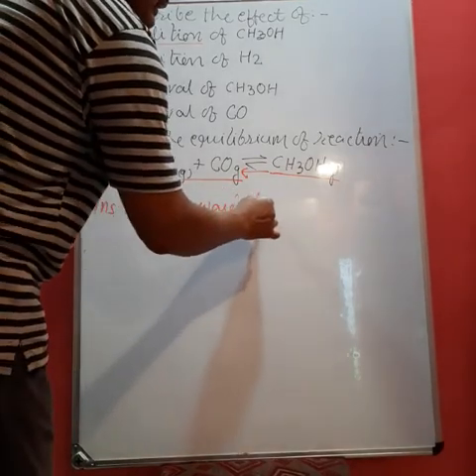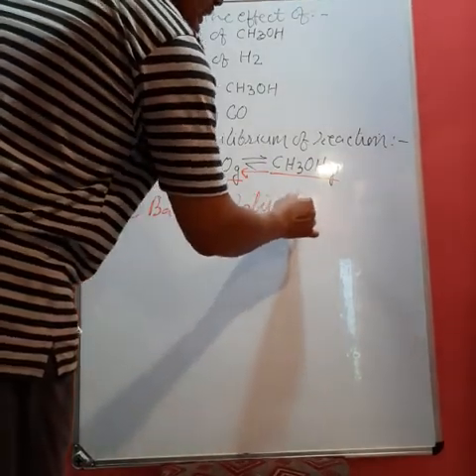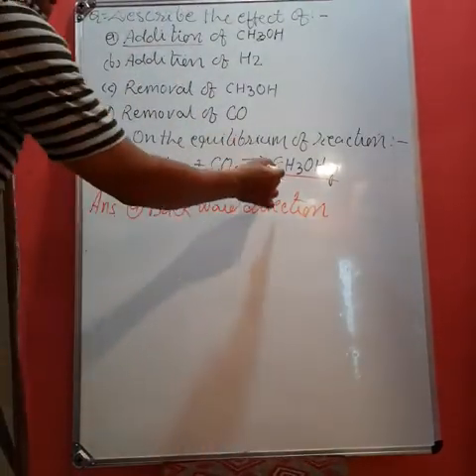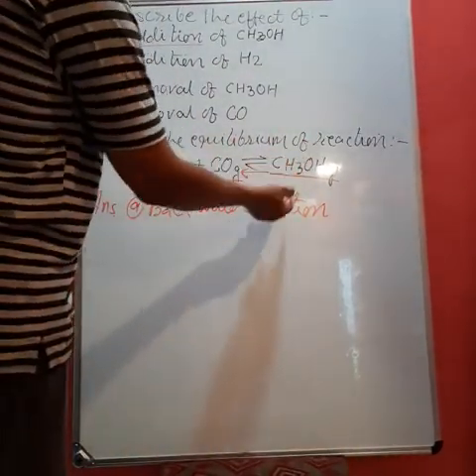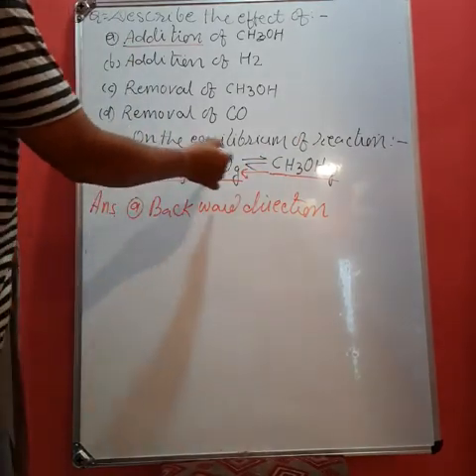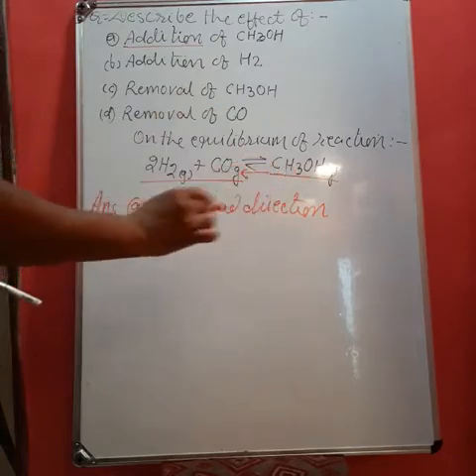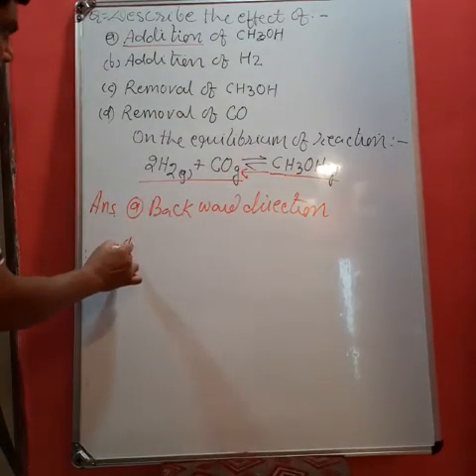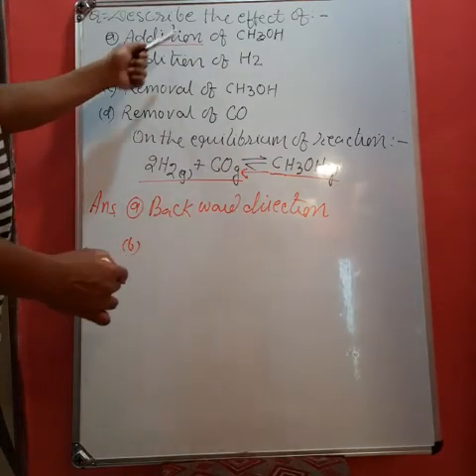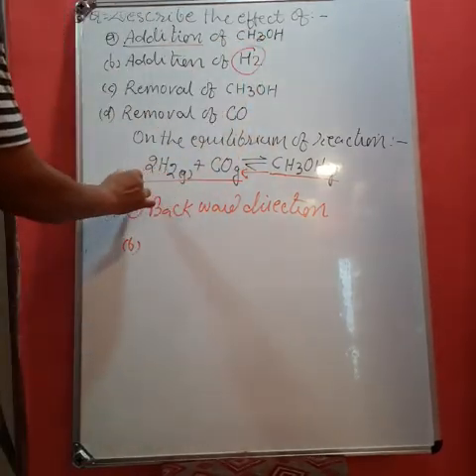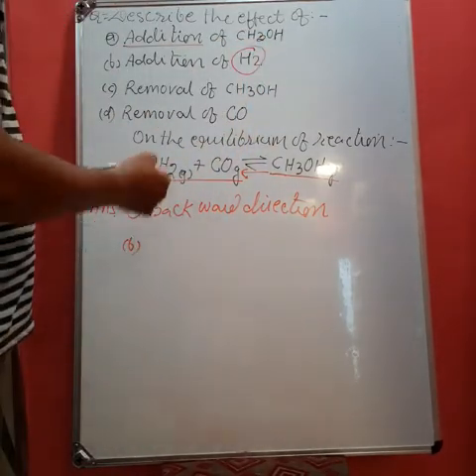Backward direction. Can you write its explanation, which I explained to you? The methanol will be consumed to give H2 and CO so that the Kc will remain constant. Okay, number 2, addition of H2. Now here is the hydrogen in the particular reaction. It is present in the reactant side.